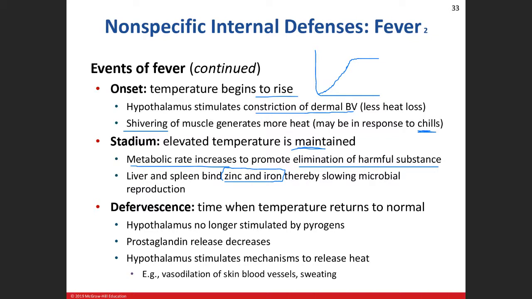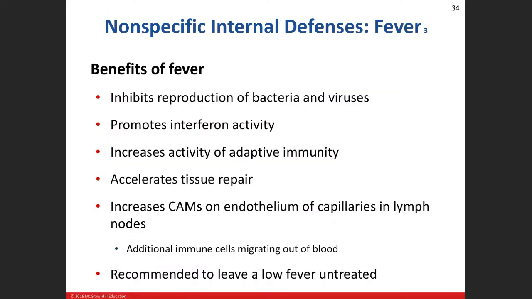The last event of fever. This is when we go back to normal. This is when we bring our body temperature back down. Now the hypothalamus is no longer going to be stimulated by those pyrogens, so it will stop releasing prostaglandin E2. And so we are no longer producing the prostaglandin. Therefore the hypothalamus causes the blood vessels in the skin to vasodilate again, so we can shunt more blood to the surface of the skin to give off the heat, and your muscles stop shivering. And we can invoke sweating.